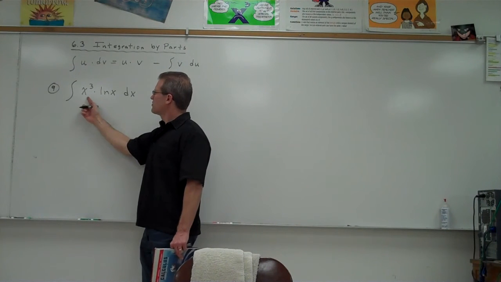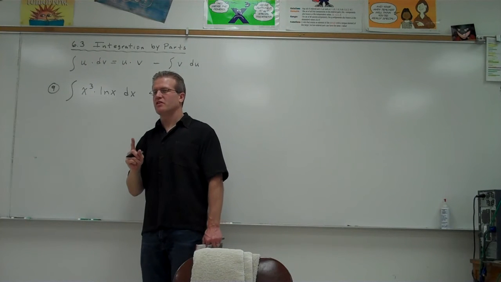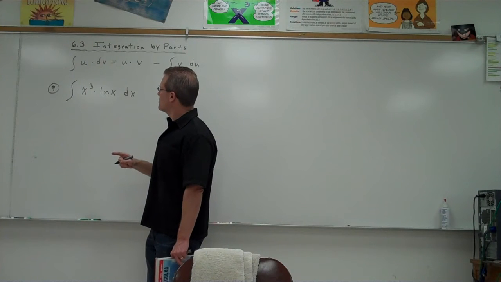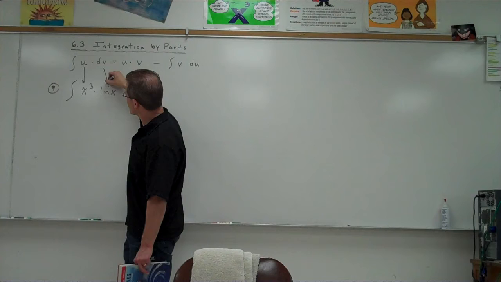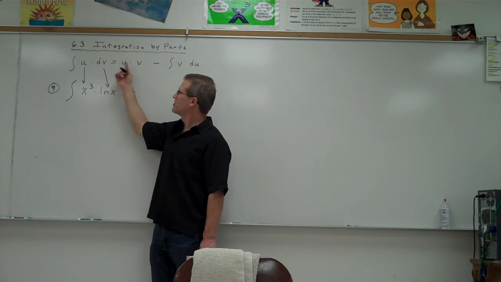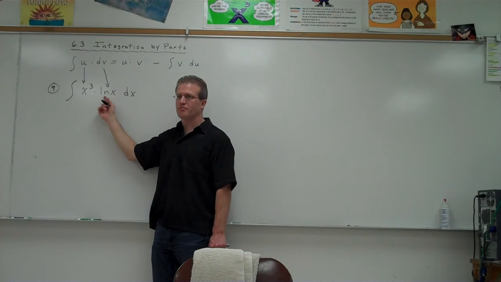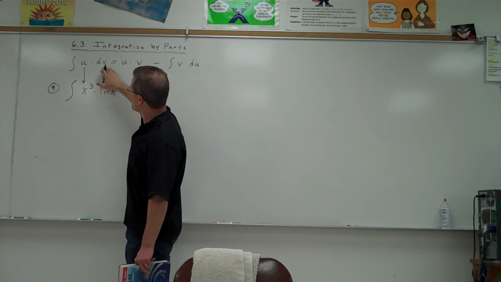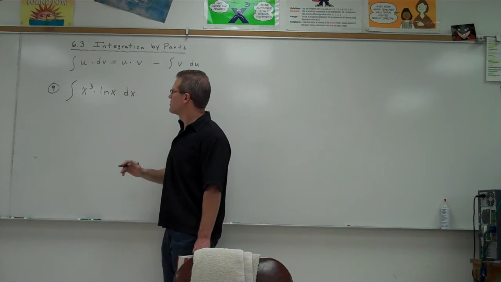part of this you're going to call u, and part of this you're going to call dv. Whichever part you pick for dv, you have to make sure that you can do the antiderivative of that. So you might be tempted to say u is going to be x cubed and dv is going to be natural log of x. But we're going to have to do the antiderivative of dv to get v, and we don't know how to do the antiderivative of natural log of x. So that's not going to work. So you really need to think about, how can I pick a dv that I can take the antiderivative of?